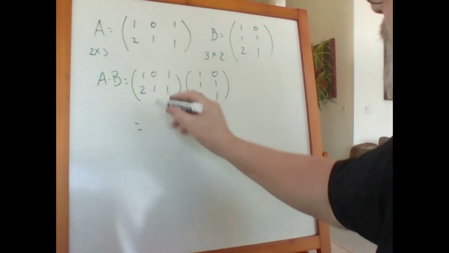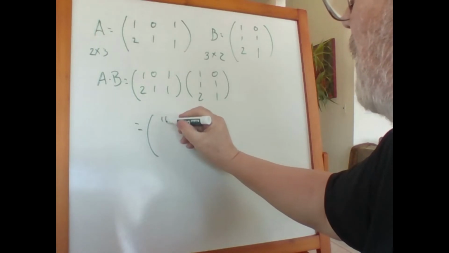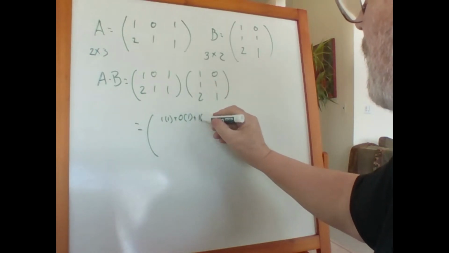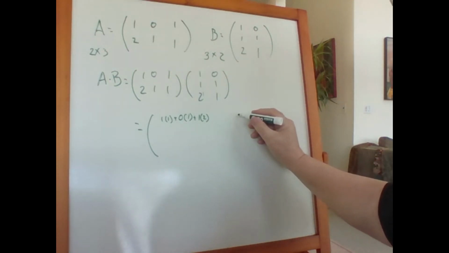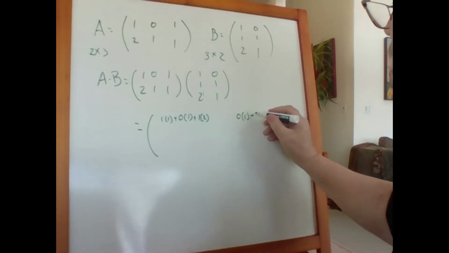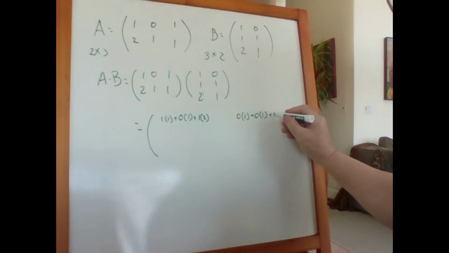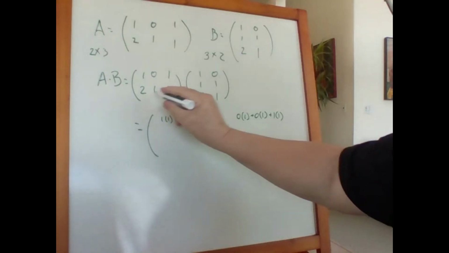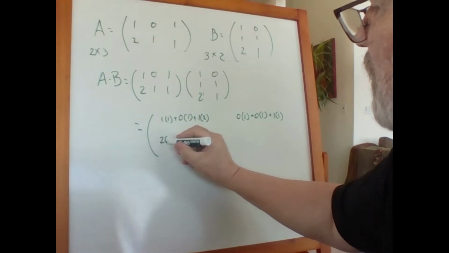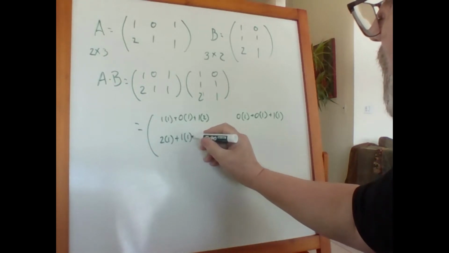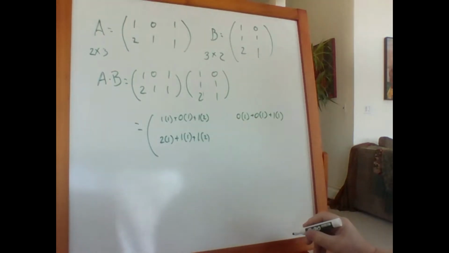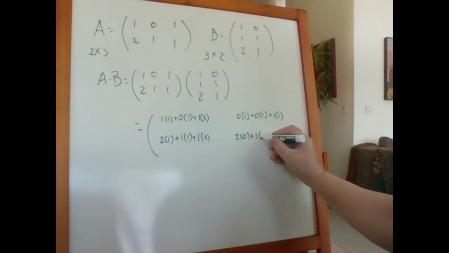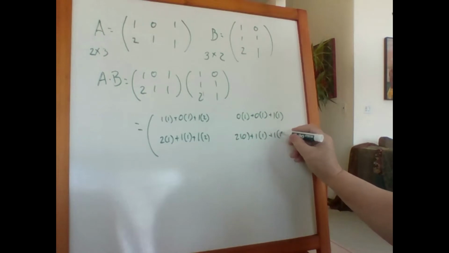And that's equal to 1 times 1 plus 0 times 1 plus 1 times 2. And now this element over here, 1 times 0, 0 times 1, 1 times 1. Now we go down here, this multiplied by that, so we got 2 times 1 plus 1 times 1 plus 1 times 2. Now we get this last element. We got 2 times 0 plus 1 times 1 plus 1 times 1.